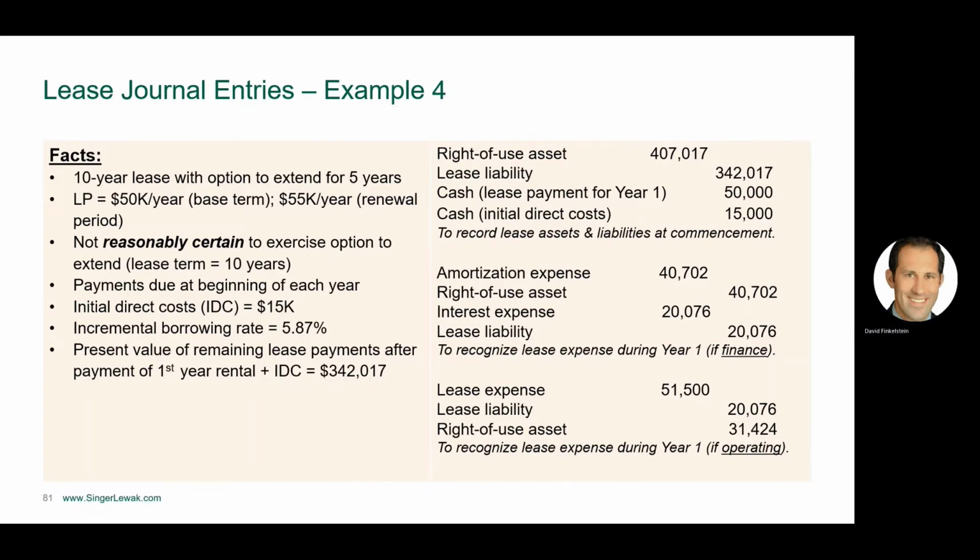Now, when we're recognizing the lease expense during the first year, if this was considered a finance lease agreement, we would recognize amortization of $40,702, which is the right of use asset, $407,000, divided by the 10-year term. We'd reduce our right of use asset by that same amount. We'd record an interest expense for $20,076, and we'd increase our lease liability for $20,076.